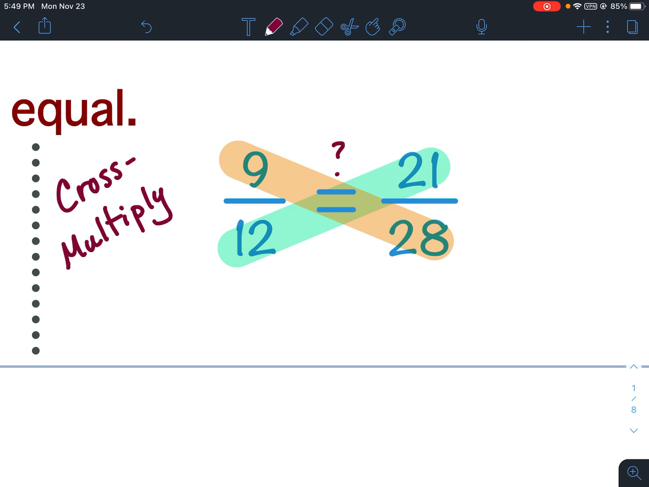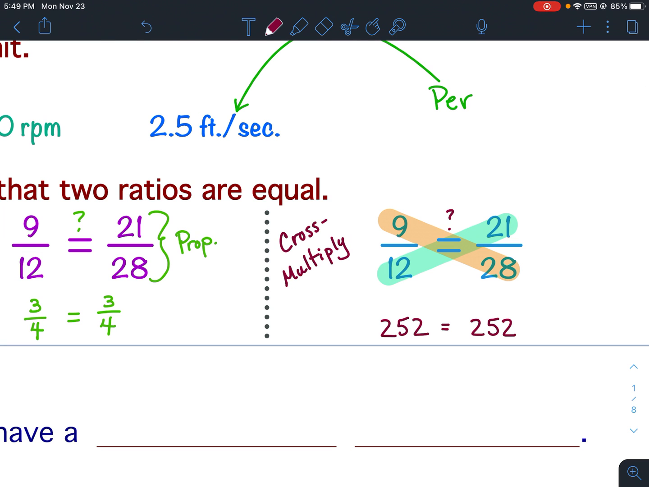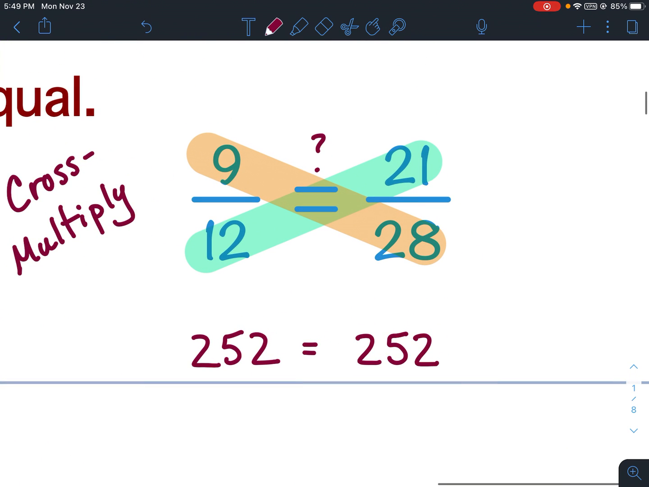Well, 9 times 28 is 252. And if you put 12 times 21 into your calculator, again, you would get 252. We already know they're proportional because we did it over here in the middle. But again, cross multiplication is another way to show that two ratios are in fact equal to one another, and therefore proportional.